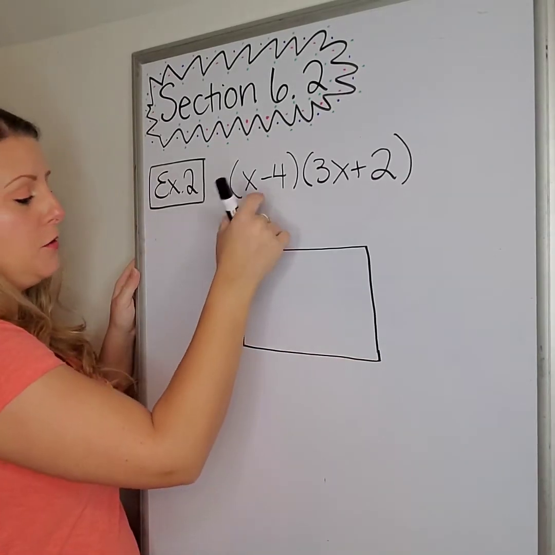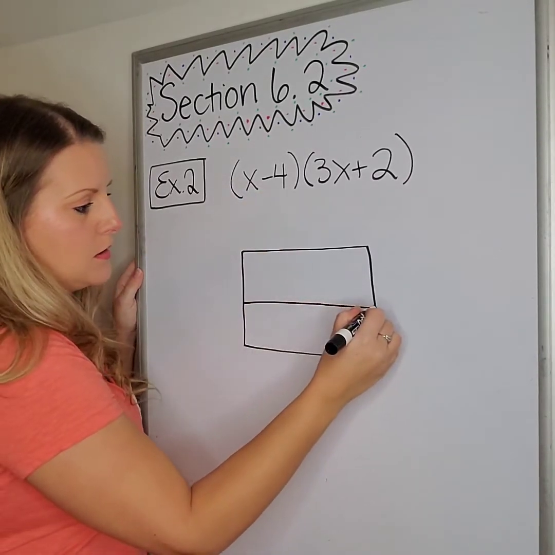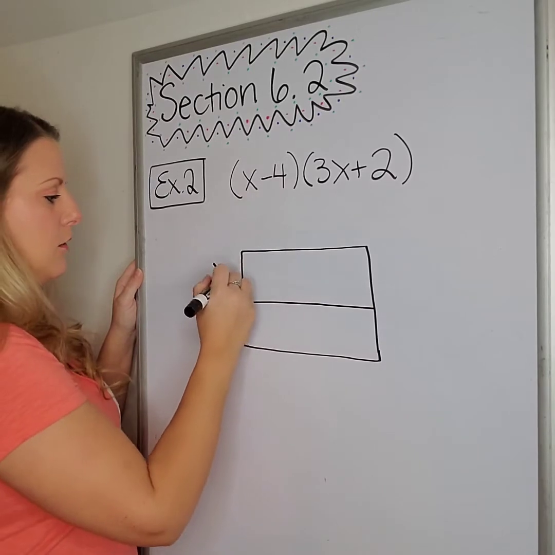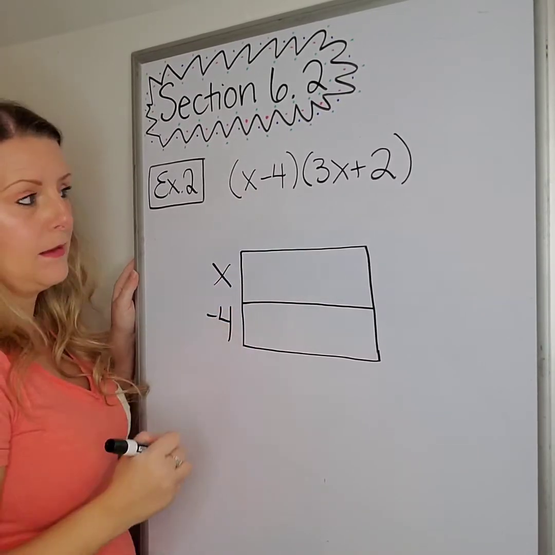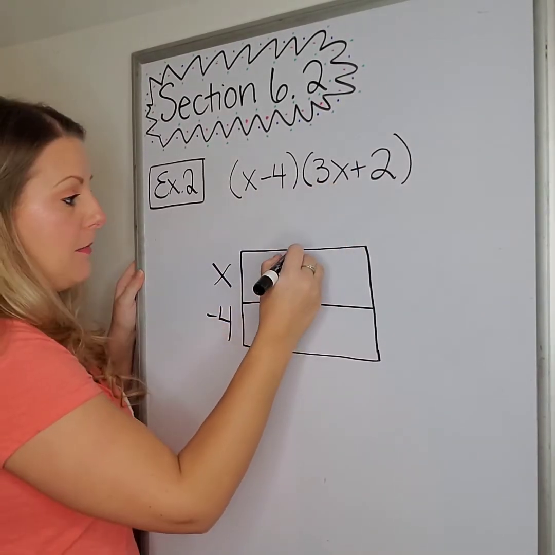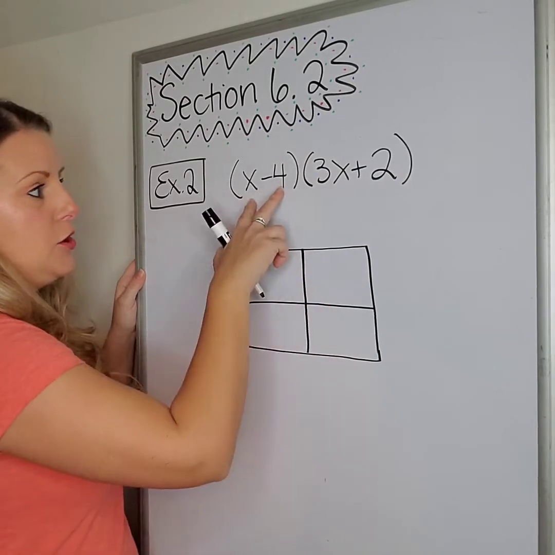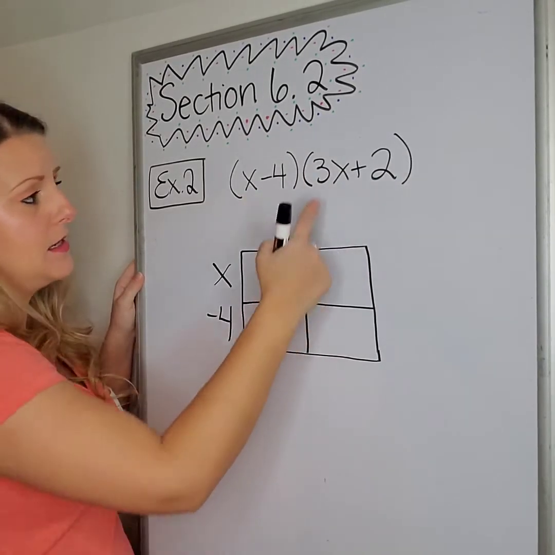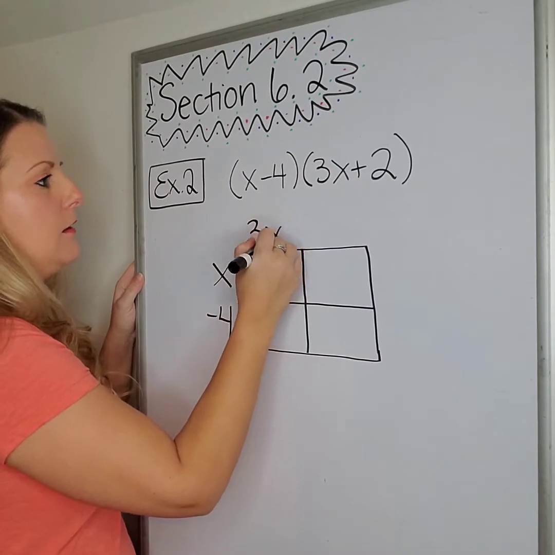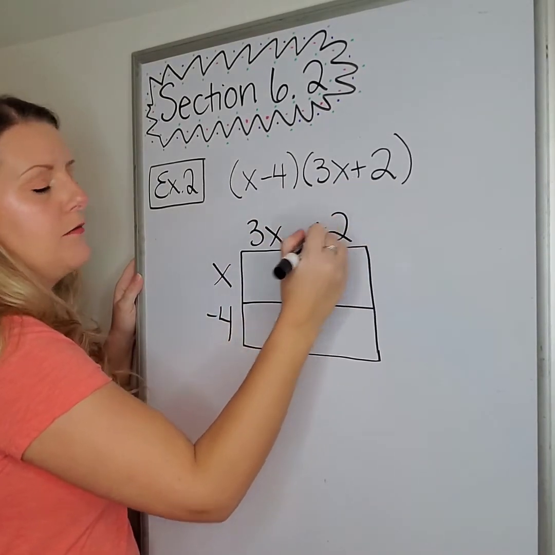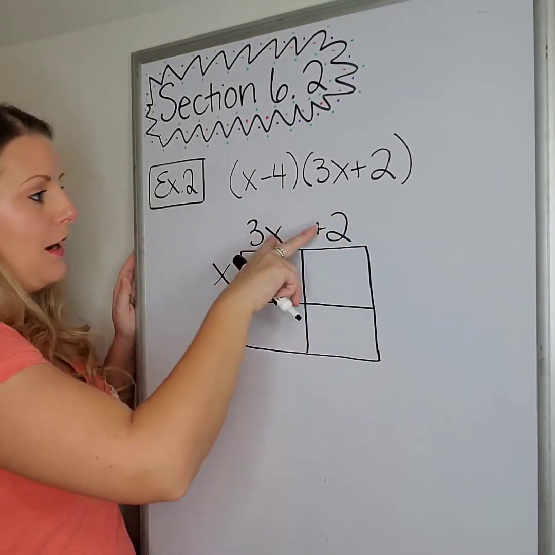Okay, so I know I have two things here, so I'm going to make 2 rows, x minus 4, so x and a minus 4. And I have 2 things here, so I'm going to make 2 columns. So I have a 2 by 2 box. 3x goes in the first column, and plus 2 goes above the second column. So I have a 2 by 2 now.